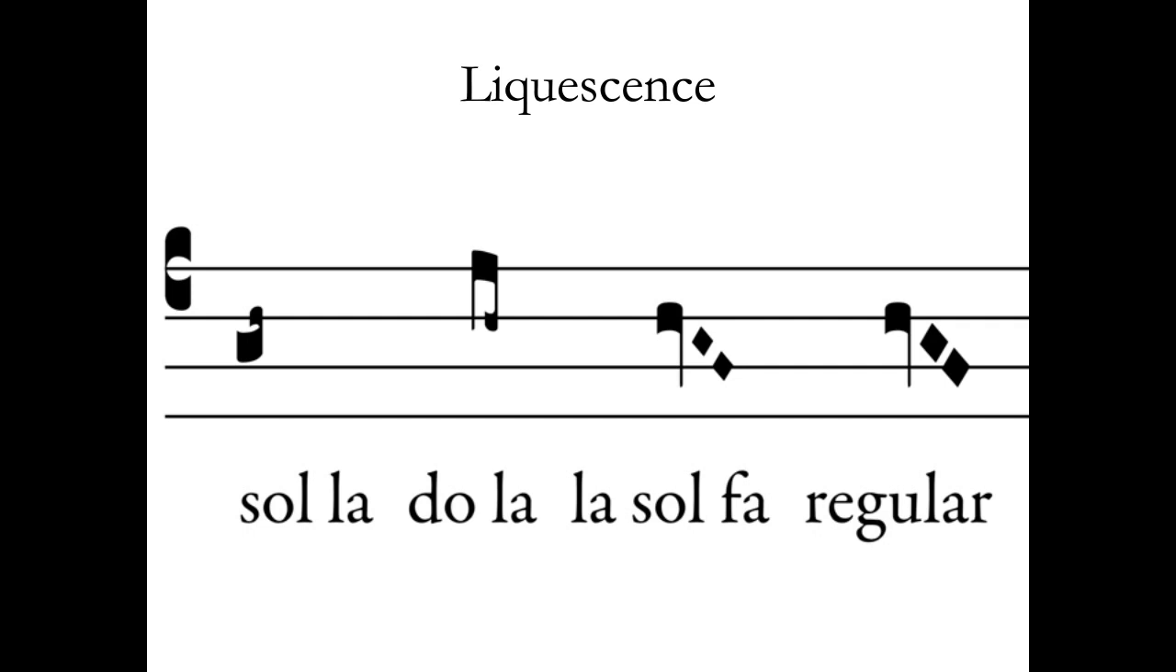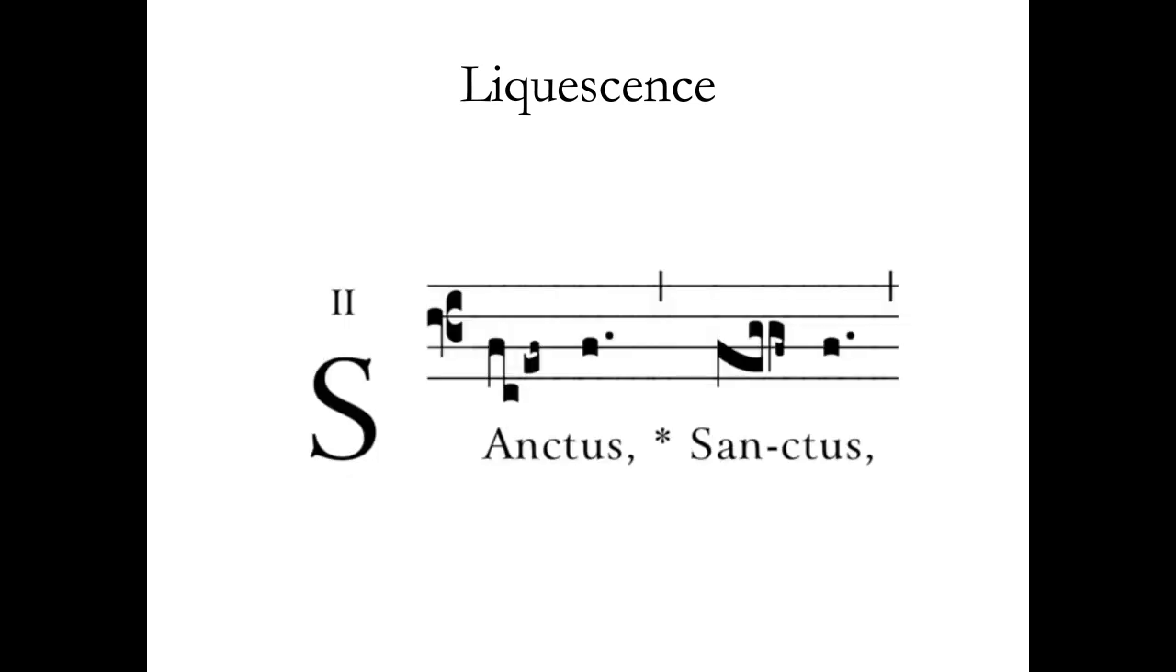The second neume here that I've given, the do la, is a clivis with liquescence on the second note. And then this third example that I've given you here is to be compared with the fourth example. And you see that the diamonds are just a little bit smaller than they are on the regular one, indicating that this third symbol here, this third neume, is a liquescent climacus, as opposed to the regular climacus. So how does that actually work? This is a Sanctus from Mass 11. We're singing the Kyrie later today from Mass 11, but this is a Sanctus. And so if I were to sing this, it would sound like this.